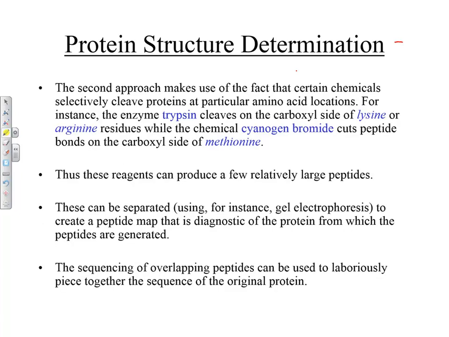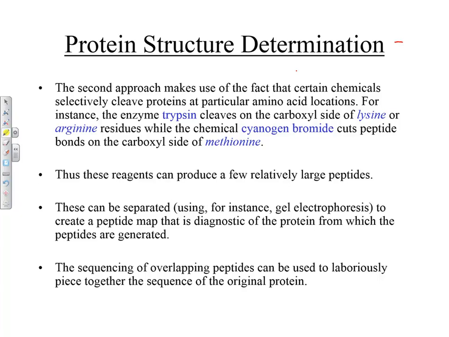Now the second approach to find out the protein structure, or the primary sequence of amino acids, makes use of the fact that there are certain chemicals which are known to selectively cut proteins at particular amino acid locations. For example, there is an enzyme called trypsin which will cut on the carboxyl side of lysine. If you have a lysine in that protein chain, on one side is the amino side, the other side is the carboxyl side. If you treat this protein with that enzyme, wherever there is a lysine, it is going to cut on the carboxyl side of it.